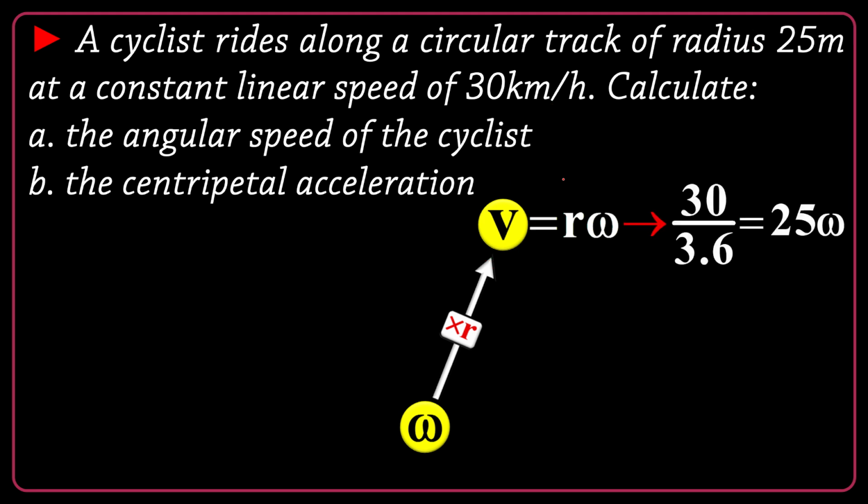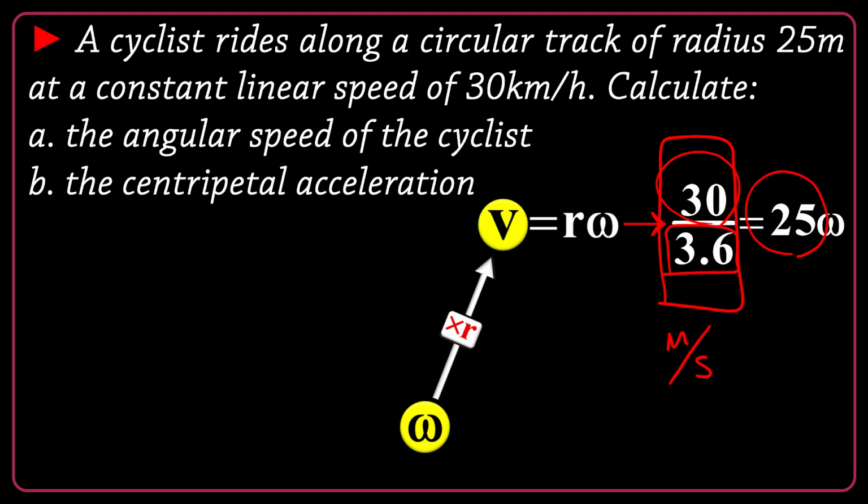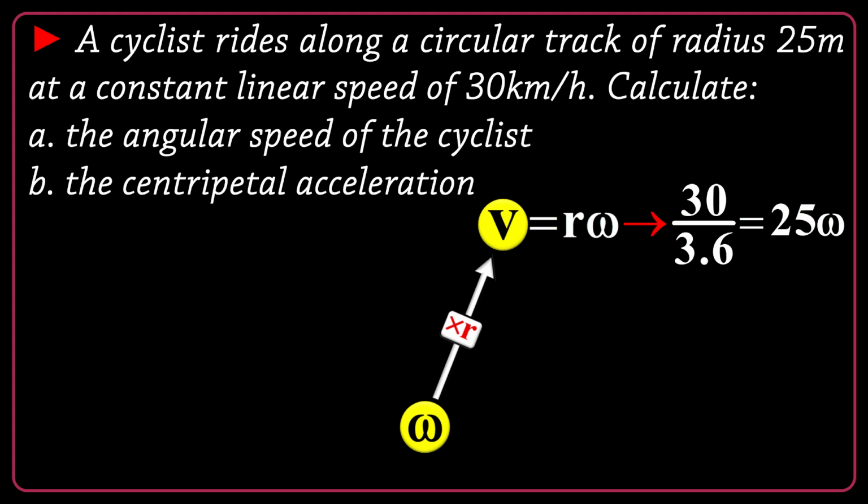Let's plug in the values. Here I have the speed, and I've converted that to meters per second by dividing by 3.6. So it's the speed in meters per second. On the right side, I have the radius multiplied by omega. So easily you can find omega to be 0.33 radians per second.